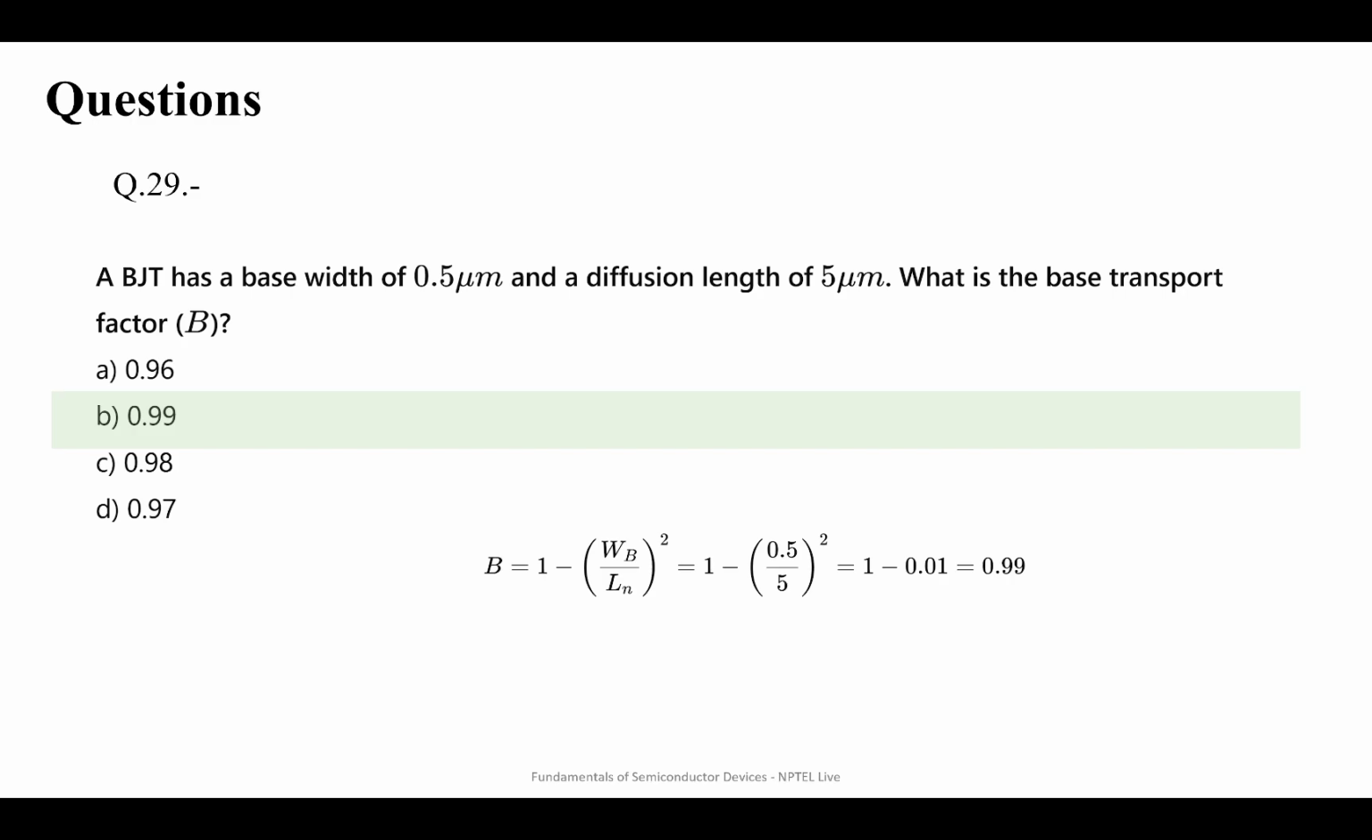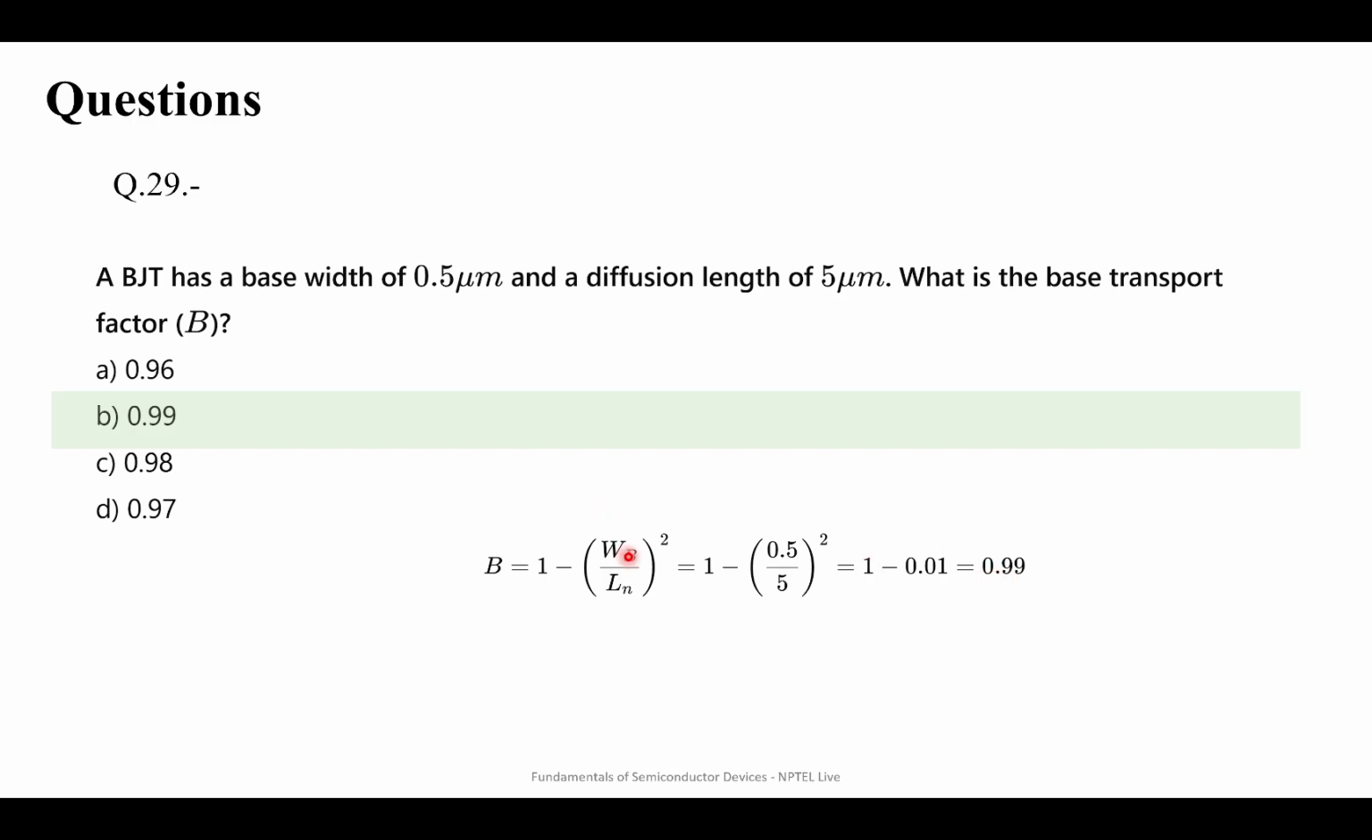So the answer to this would be B, 0.99. Your base transfer factor is given by 1 minus the square of WB by Ln, where WB is your base width and Ln is your diffusion length. So if you substitute the values here, you will get 0.99.